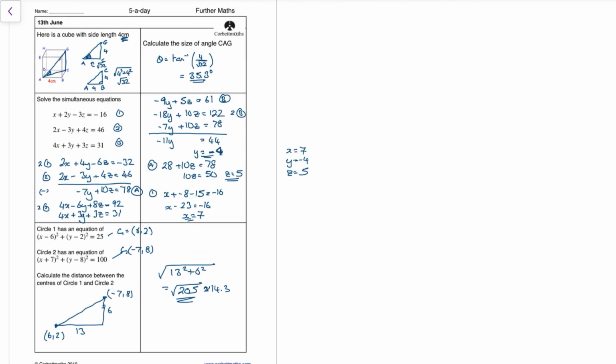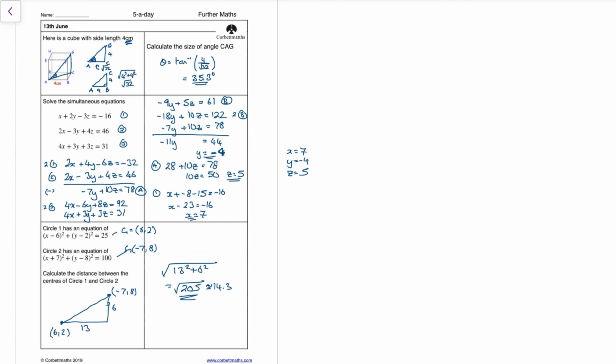And that's it. I don't like those simultaneous equation questions. The other two questions are quite good, not massively difficult. Middle question a bit longer.